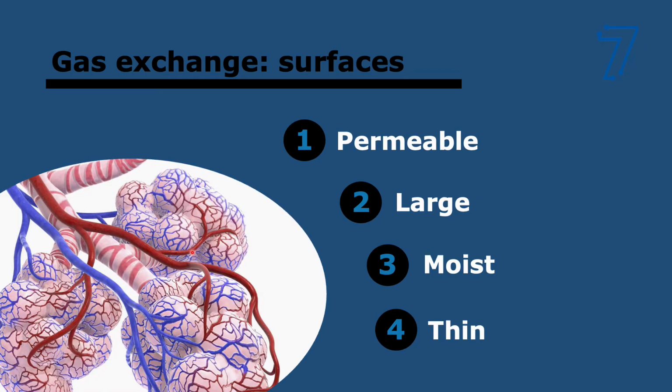Therefore, surfaces for gas exchange need to be large, as we just said, but they also need to be permeable. That means that CO2 and oxygen need to be able to diffuse freely. They need to be moist, so that means that gases have to be able to dissolve. That's what moistness allows for. And then they have to be thin, so gases must be able to diffuse through a very short distance, because otherwise it would make the process very inefficient. So these are the four main things to remember about surfaces for gas exchange.